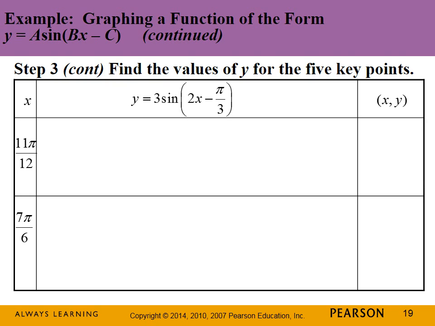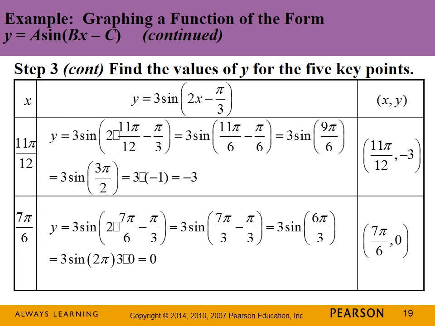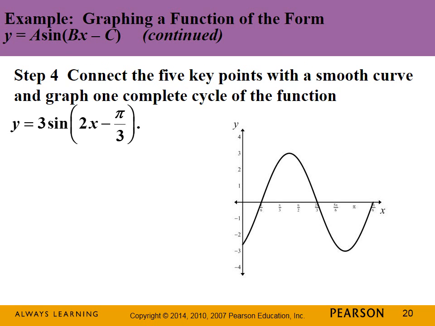If you want to pause the video one more time and plug those in, give you a chance to do that now. Otherwise, we'll go ahead and look at those last 2 points. 11 pi over 12, comma negative 3, and 7 pi over 6, comma 0. So we're going to plot those 5 points and connect them with a smooth curve. And what you get is something that looks like this. And this time we don't have to do step 5 because they only asked for one period of the graph.